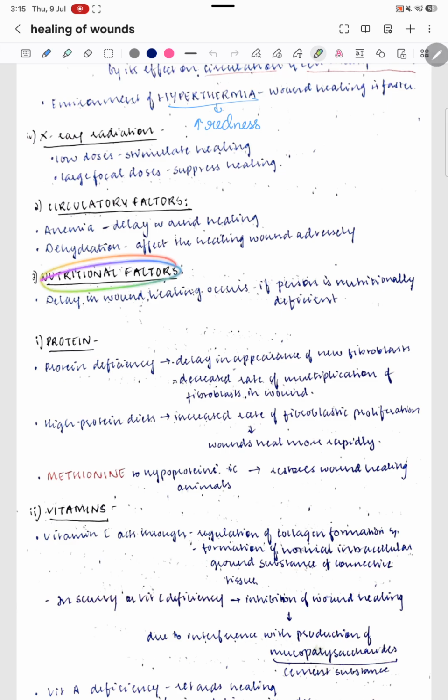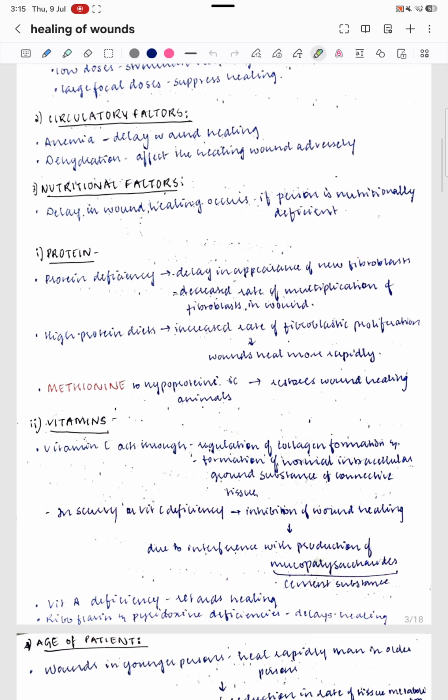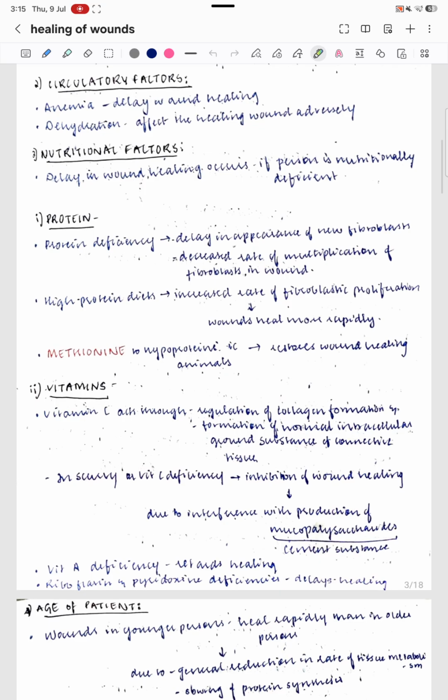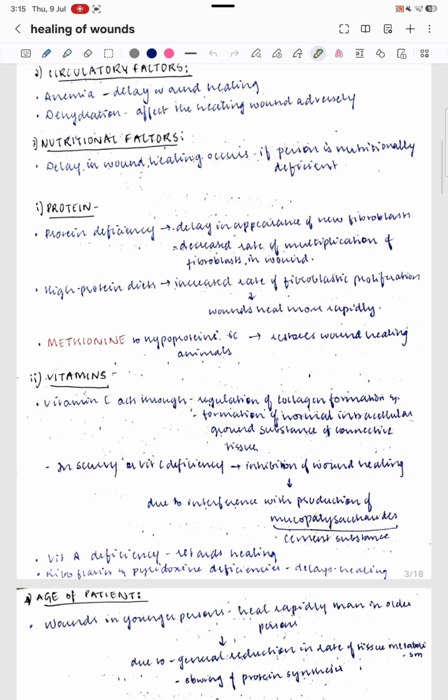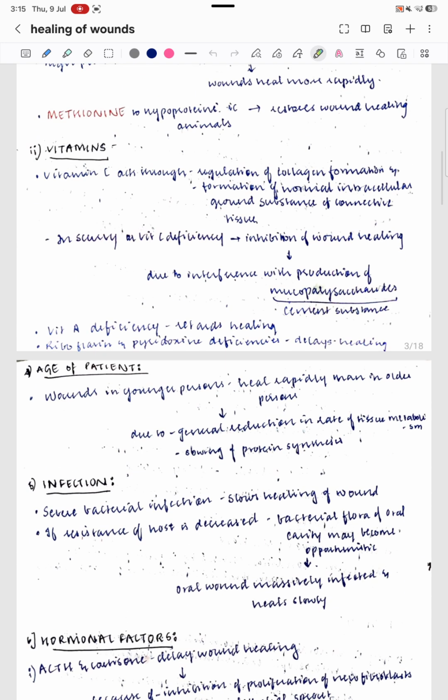Coming to nutritional factors, if there is any malnutrition or any nutritional deficiency, for example B12 deficiency, then the wound won't heal faster. Okay. Then coming to the nutritional factors, in which the major factors are discussed, like I gave you an example of a vitamin. Here everything is taken into account.